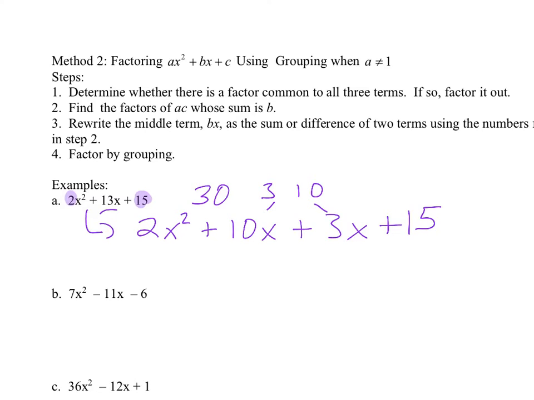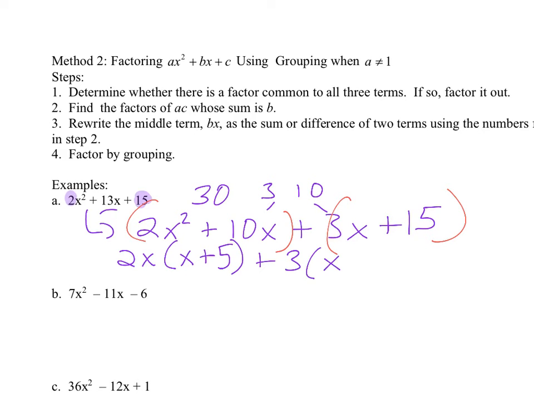Now, I'm going to put in parentheses, I'm going to factor these two separate binomials. So I can pull a 2x out, and I've got x plus 5. And I can pull a 3 out, and I've got x plus 5. So now I pull out the x plus 5. And I've got what's left behind, which is 2x plus 3. So that would be my factored form.